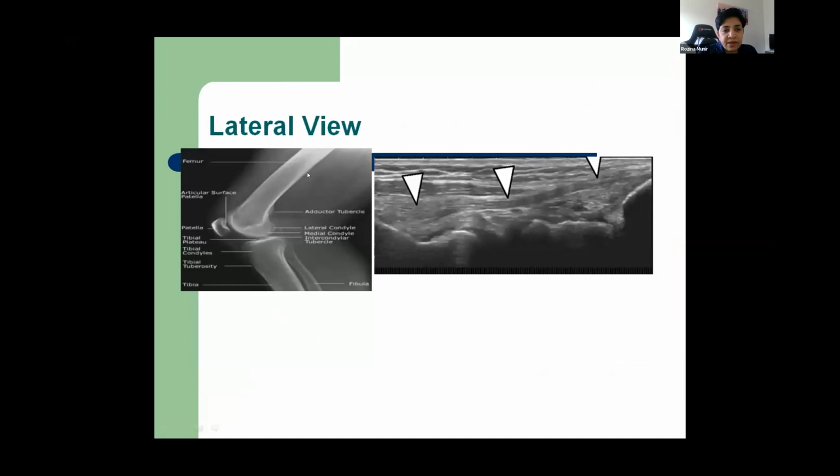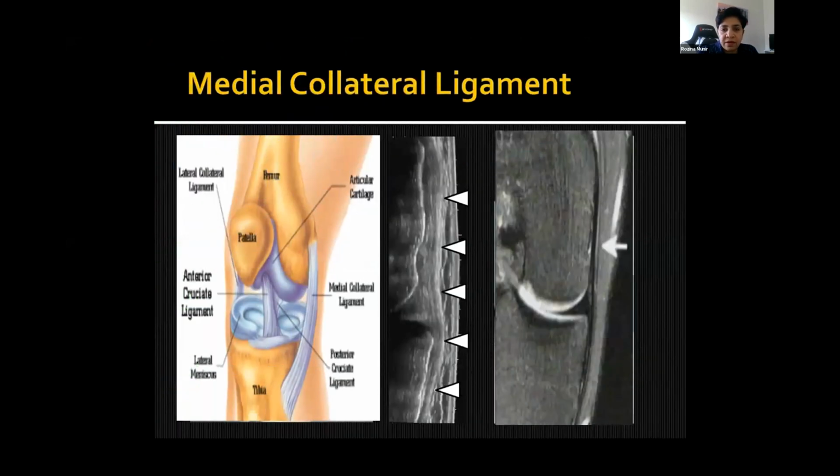Over here, you can see the X-ray view of the lateral side of your knee, and this is the ultrasound image. On the X-ray, you can see the bony structures very nicely, and also all this soft tissue. While on the ultrasound, the bone is seen only as a white line, and you can see all these tendons and soft tissues. This is the comparison of the ultrasound image and the MRI. MRI gives you a little bit more detailed information.